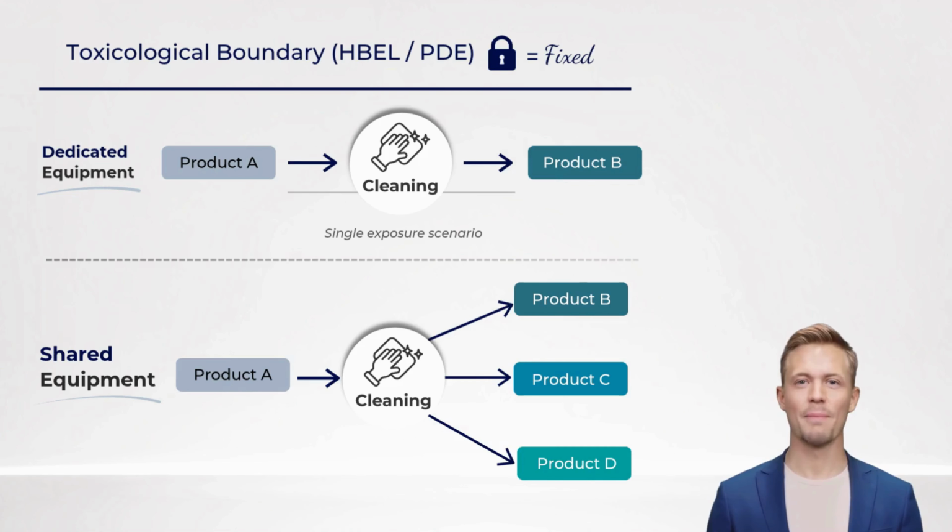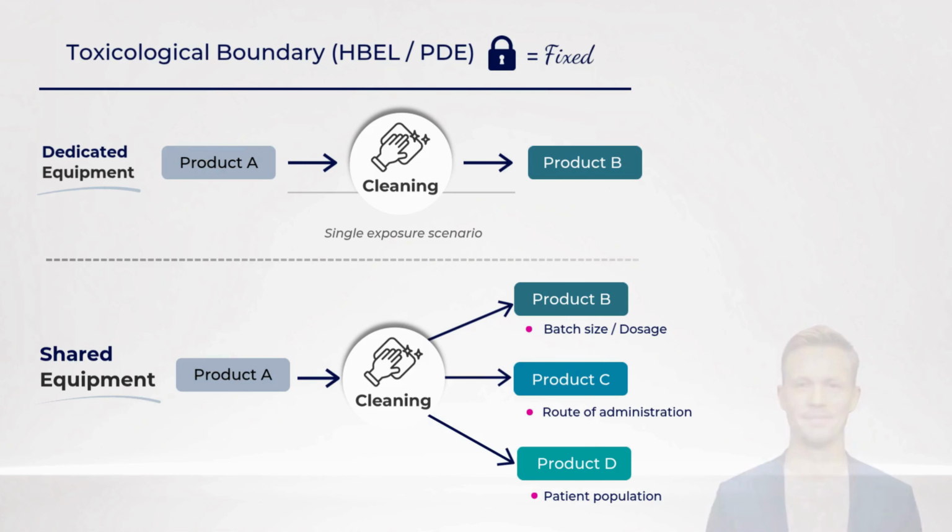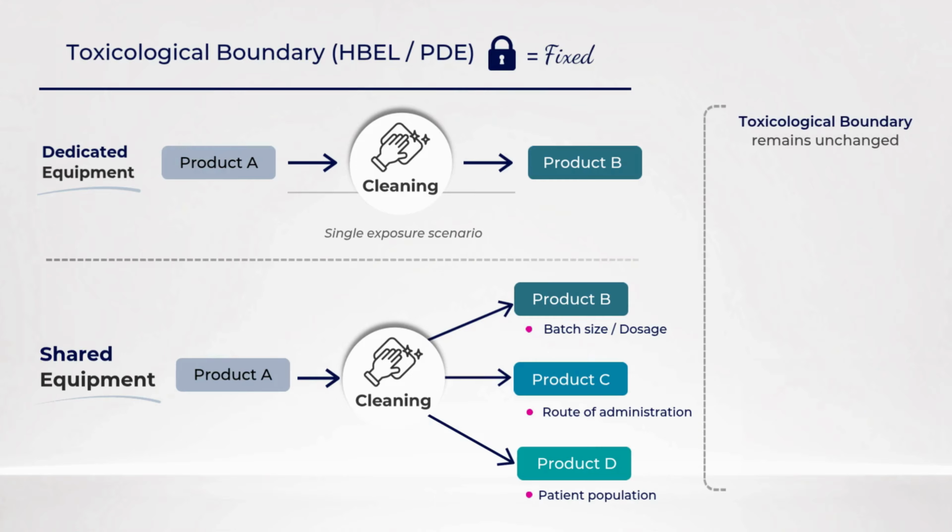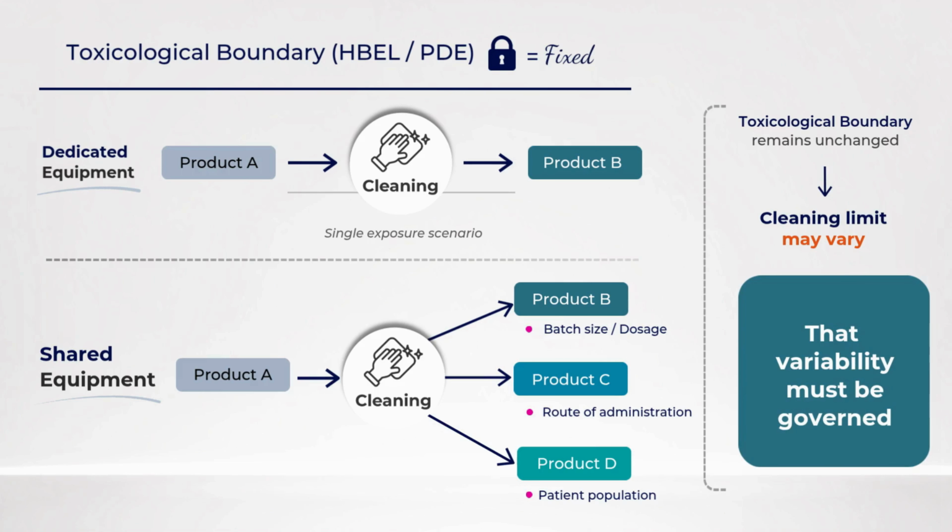Each transition may involve different batch sizes, dosing regimens, routes of administration, or patient populations, all of which affect how the toxicological boundary is converted into an operational cleaning limit. The toxicological boundary itself remains unchanged, but the resulting cleaning limit may vary depending on the receiving product. That variability must be governed.